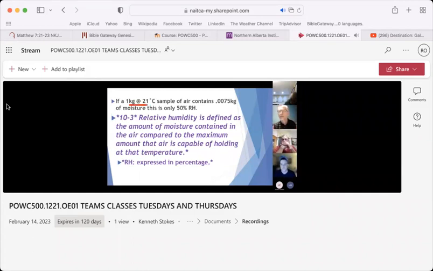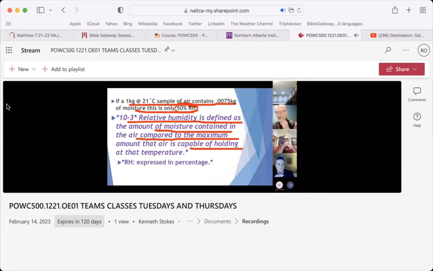If a 1 kilogram sample of air at 21 degrees C contains 0.0075 kilograms of moisture, that's only 50% relative humidity. So as soon as we start conditioning the air, heating it or cooling it, these numbers are going to go crazy. Reminder what the definition is: relative humidity is defined as the amount of moisture contained in the air compared to the maximum amount the air is capable of holding at that temperature.